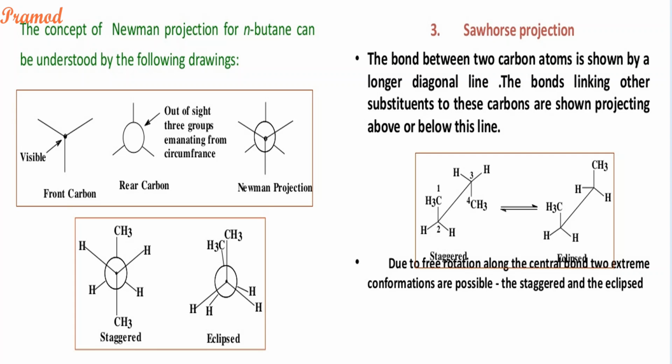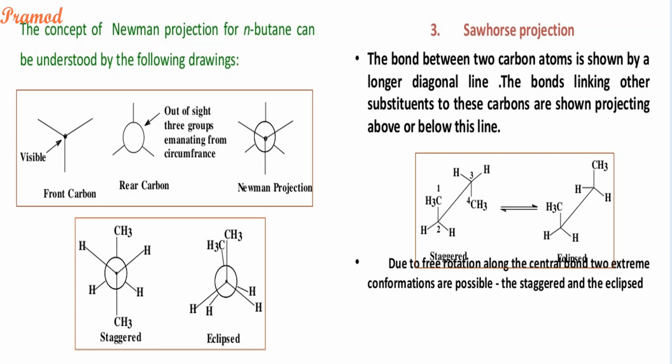Rear view is shown as a circle with the groups radiating out from the circumference with a bond angle of 120 degrees. And the front one is shown by a dot in the center of the circle, and the substituents radiate from that particular dot or the center. So this is your Newman's projection formula, basically used in case of conformational isomers, to study conformational isomerism.